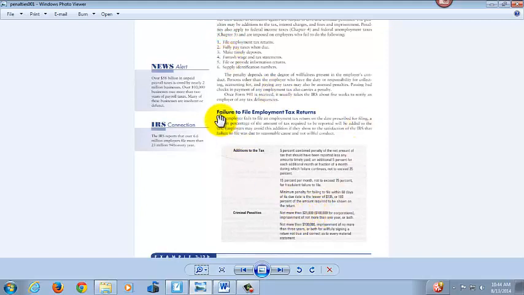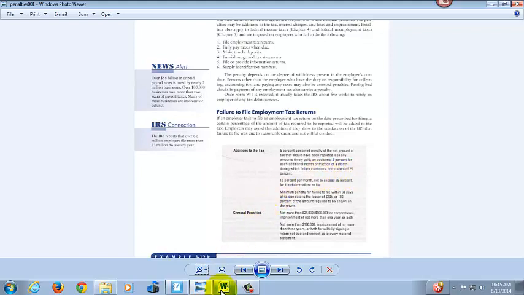So the first one I want to talk about is failure to file employment tax returns. This would be if you do not file your 941s, or later on we'll learn about 940s when we're talking about futa tax. Notice here you're going to have a 5% penalty of the net amount of tax that should have been reported, less any amounts timely paid, and then an additional 5% for each additional month or fraction of a month during which failure continues, not to exceed 25%.